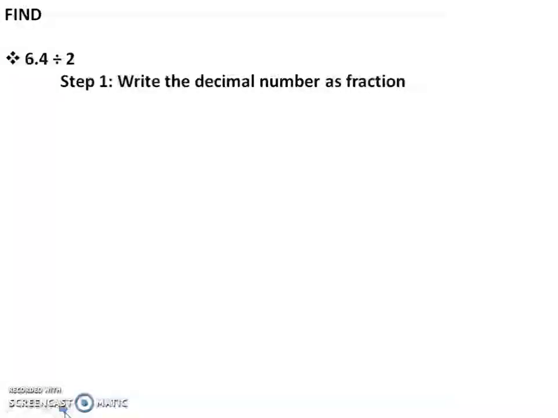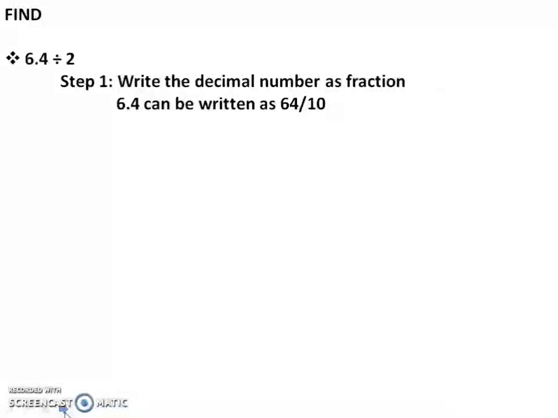6.4 divided by 2. Here the dividend is 6.4 and the divisor is 2. The first step you have to do is write the decimal number as a fraction. How can you write 6.4? You can write 6.4 as 64 by 10.